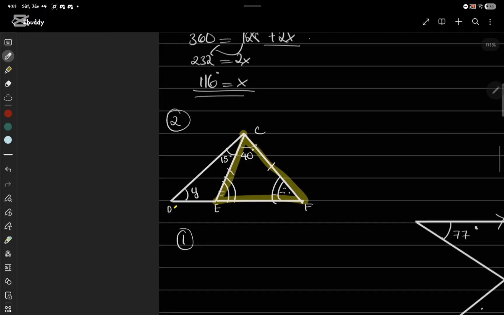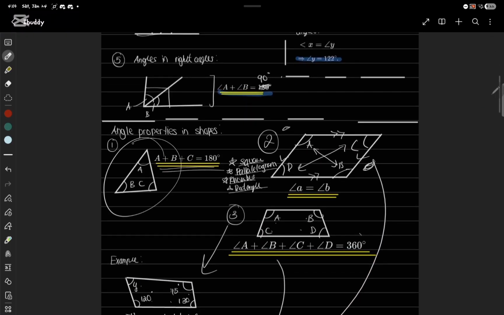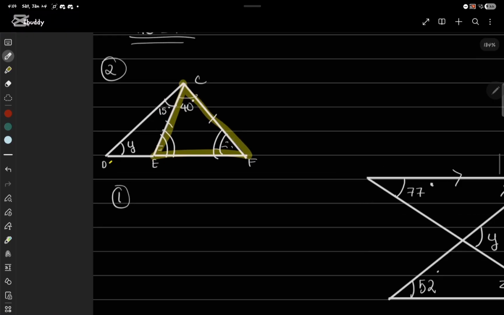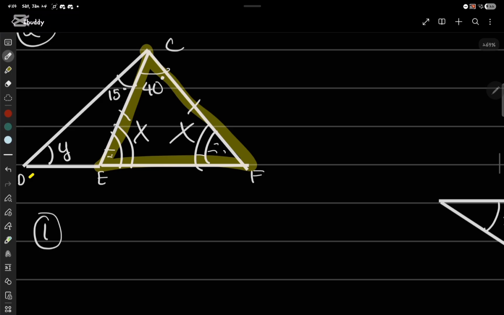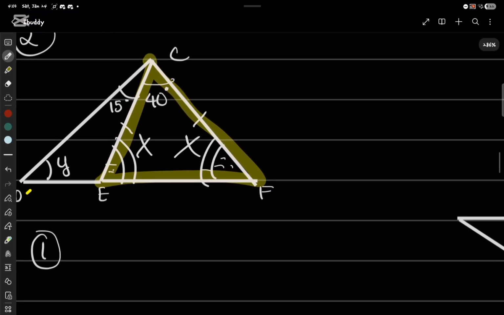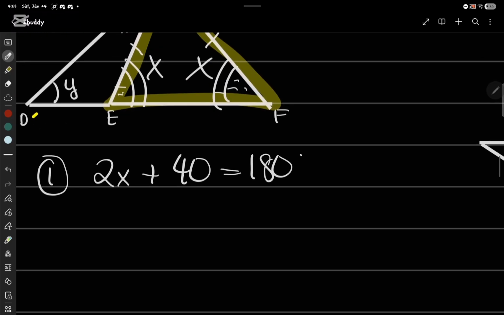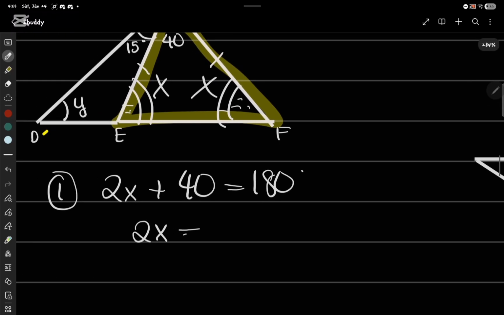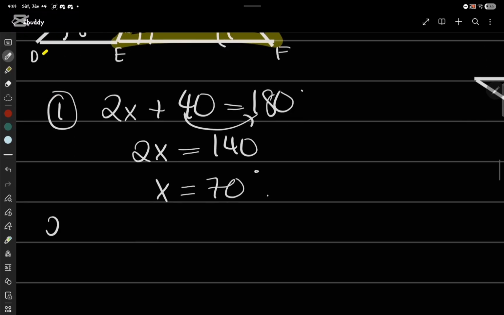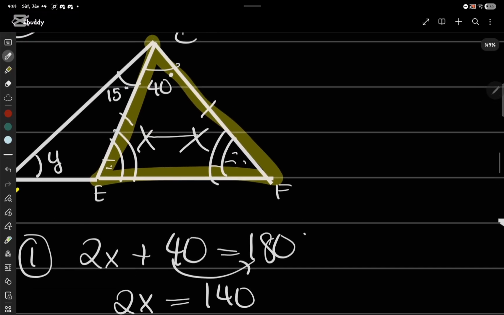And we know the rule from earlier that all the interior angles in a triangle add to 180. So we can call both of these angles x because they're the same angle, and all the interior angles in a triangle add to 180. So we can say that 2x plus 40 equals 180. And then we can solve for x by moving this over here. So x equals 70 degrees. So we got these two angles at 70 degrees.